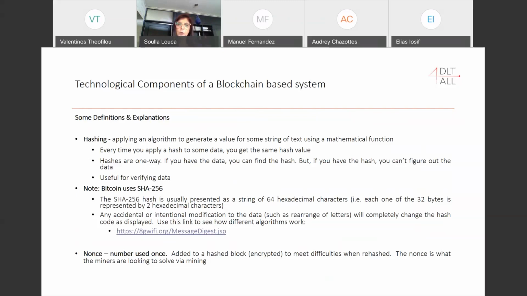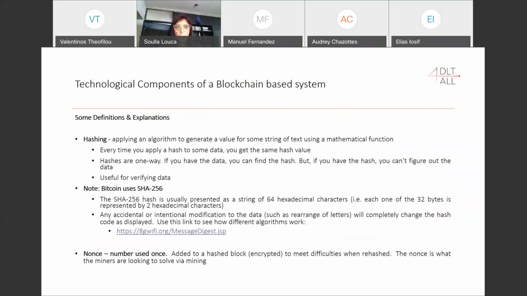They are what we refer to as one-way hashes. In other words, I can only do the hashing and get the string, but it's hard, if not impossible, to go back and get my initial data. So if you have the data, you can find the hash, but if you have the hash, you cannot figure out the data. And this is part of what makes blockchains hard to break. Anti-counterfeiting.